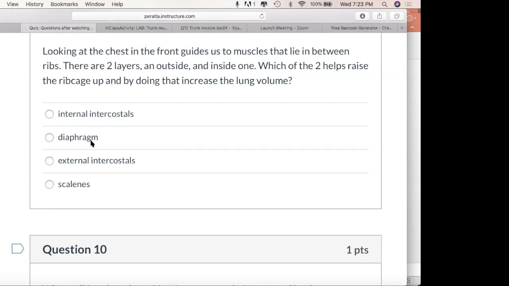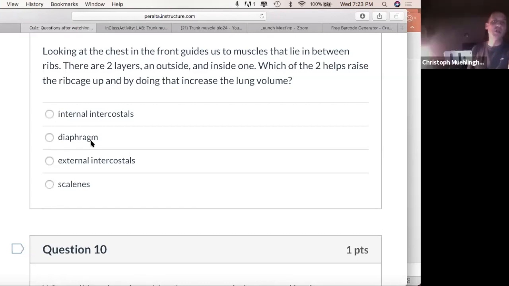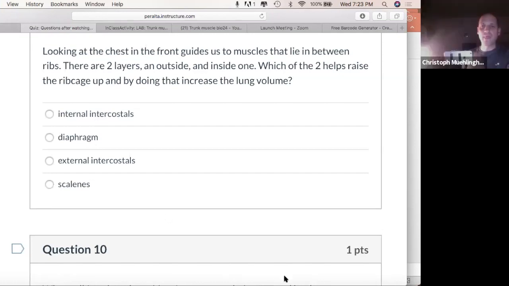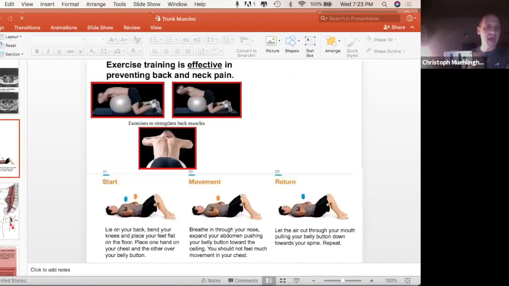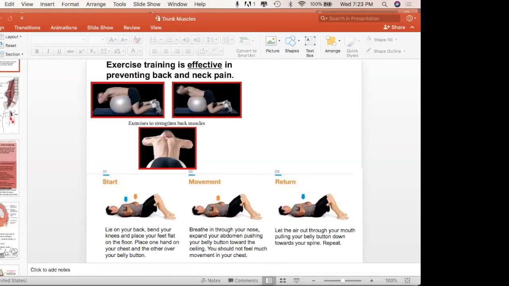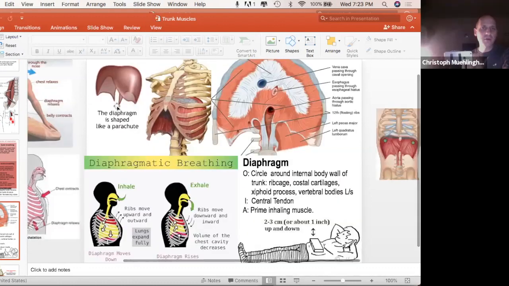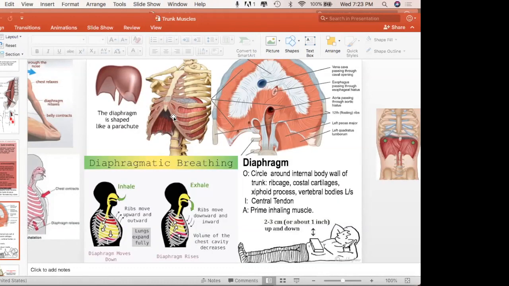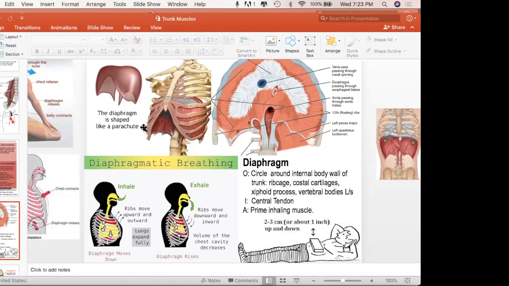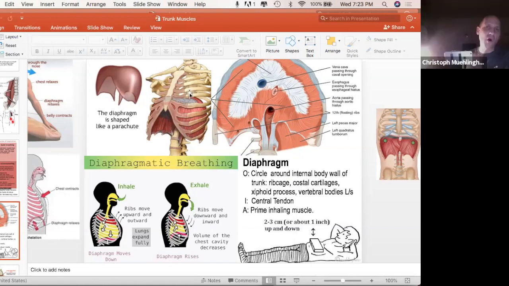So the diaphragm brings the lung downward. That's attached to the bottom of all the ribs. Let's go to that, the diaphragm. So the diaphragm is right here. That's attached to all the ribs and then the back of the spine. So when that contracts, the whole lung moves downward. So that straightens out, and then the lung volume gets much bigger.